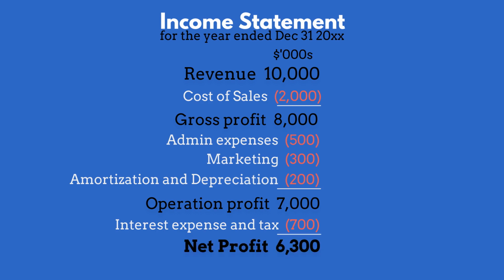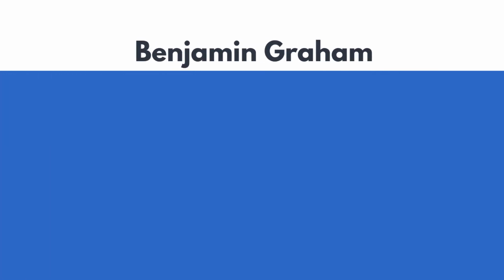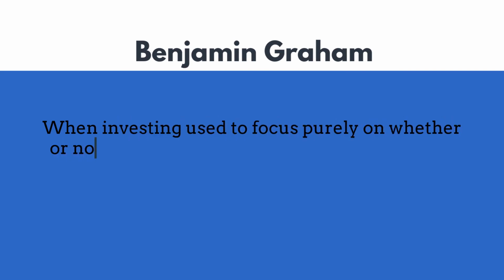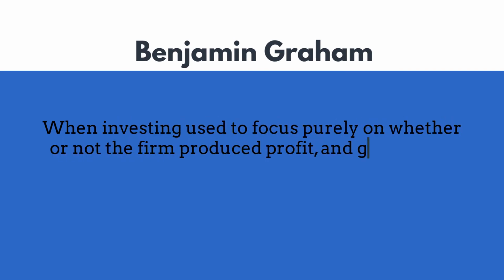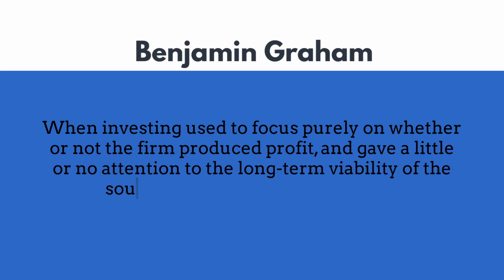And below that, we subtract the interest expense and tax, which are 700k, which leaves the company with a net profit of 6.3 million. Interesting fact is that Warren Buffett's mentor, Benjamin Graham, when investing, used to focus purely on whether or not the firm produced profit, and gave little or no attention to the long-term viability of the source of the company's earnings.